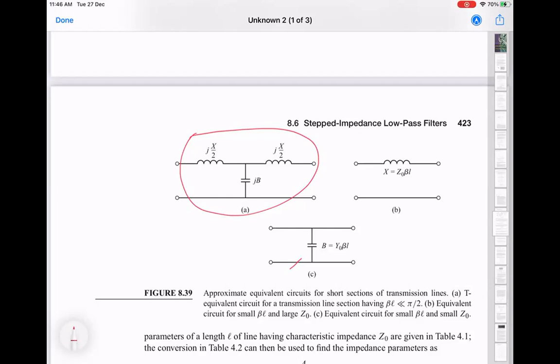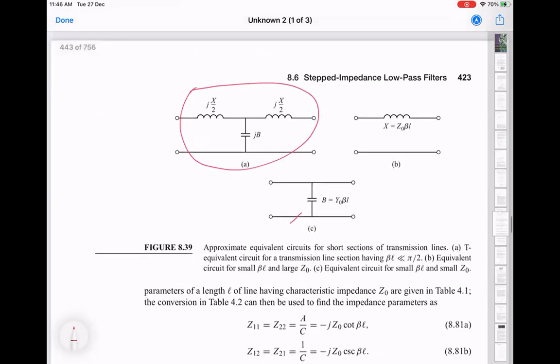So this is slightly different than the previous argument. Here, it's just a section of transmission line, again, going from left to right. If it's high impedance, it looks like a series inductor. If it is low impedance, it looks like a parallel capacitor. And basically that's what you want for a low pass filter, right? It's LC, LC like that.